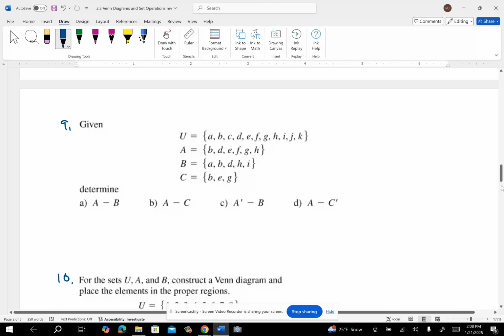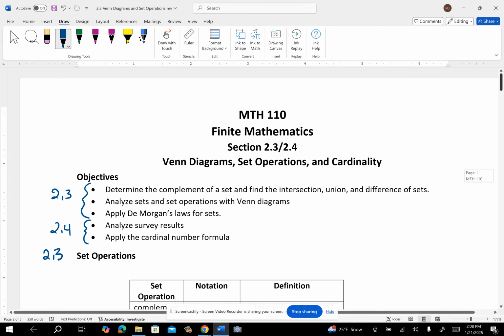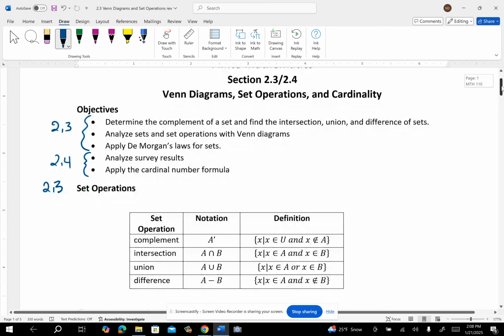I'm going to do a video to finish the notes for sections 2.3 and 2.4. So we started this, and we worked through several of the problems, so I won't rework those. But section 2.3 deals with set operations, and then section 2.4 is where we look at trying to analyze survey results like the water activities problem, and we work a little more with something called cardinality.